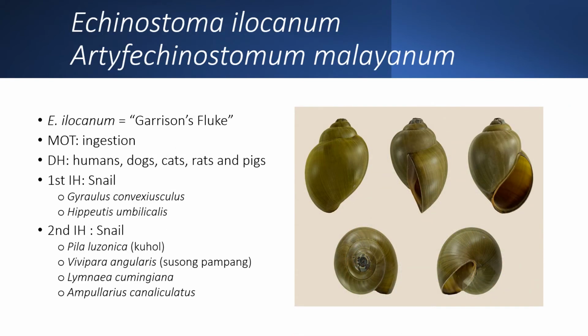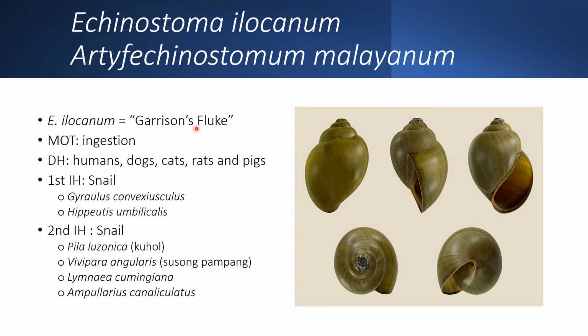So now, another intestinal fluke, we have your Echinostoma ilocanum and Artyfechinostomum malayanum, or your E. malayanum. So a number of species of echinostomes have been reported to infect humans. Okay, 2 species reported in the Philippines. So these are the 2. So most of the species are found in oriental countries.